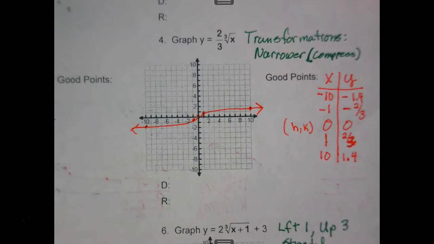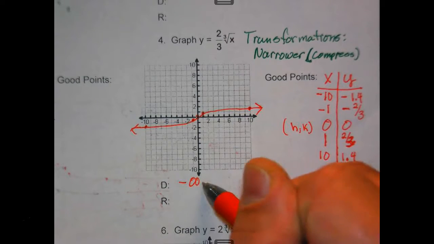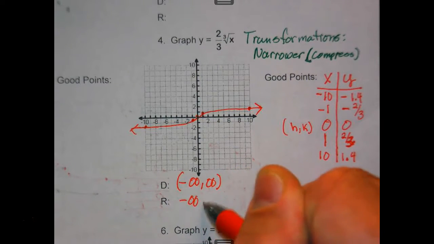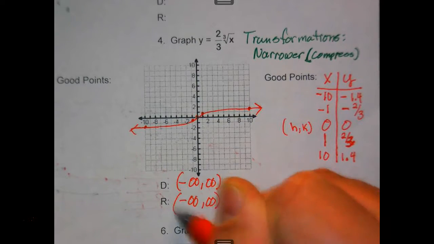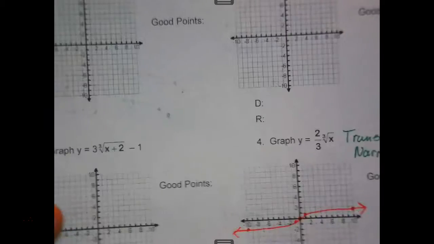What's my domain for all cube roots? And my range for all cube roots? Okay, there's number 4. Any others? Want me to do all of them? Let's look at number 1 then.